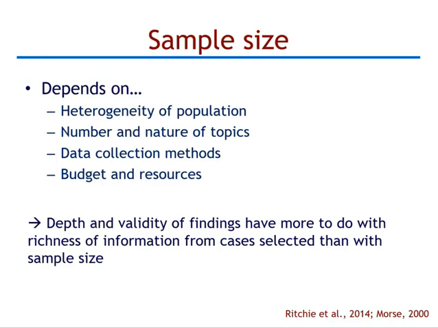So the actual size of a sample, meaning the number of participants or the number of cases in your sample, depends on several factors. One factor is the heterogeneity of your study population. If your study population is very different, that will increase the sample size. If, on the other hand, it's relatively homogeneous, you will reach saturation with a smaller sample. It also depends on the number and the nature of topics. So the more topics you have and the more complex the topics are, the larger the sample size you'll need to reach saturation, right? To make sure that you cover each topic with enough depth.